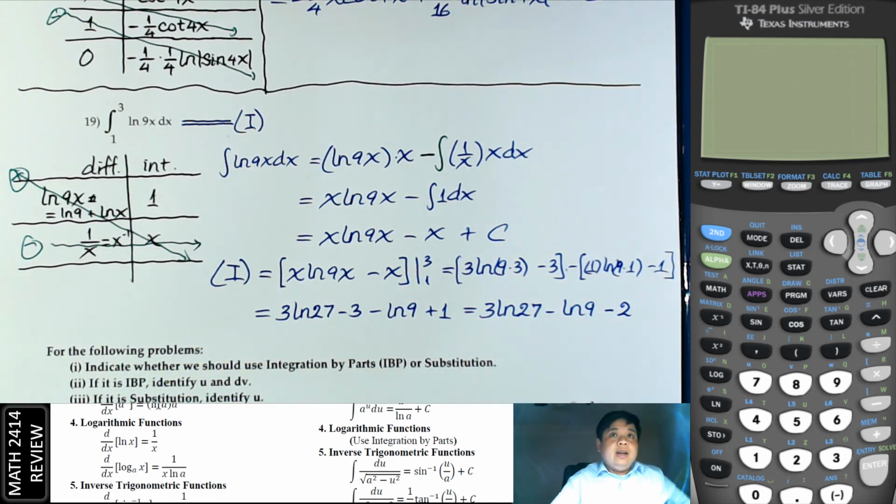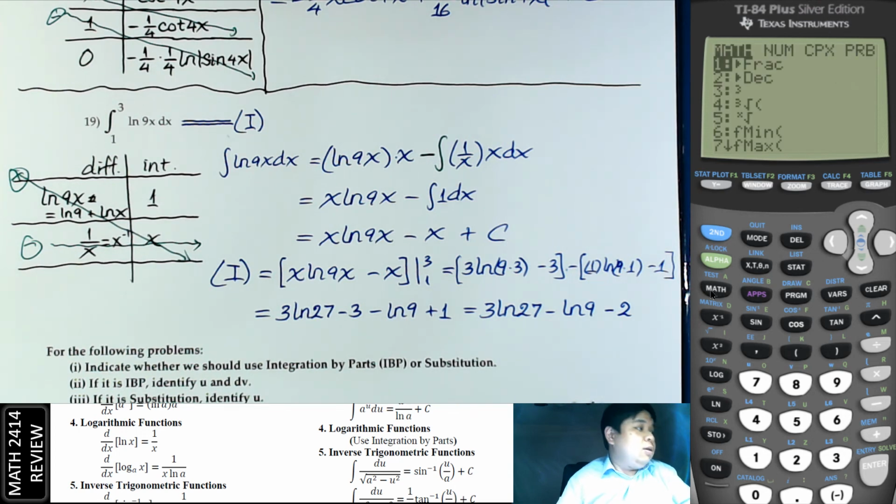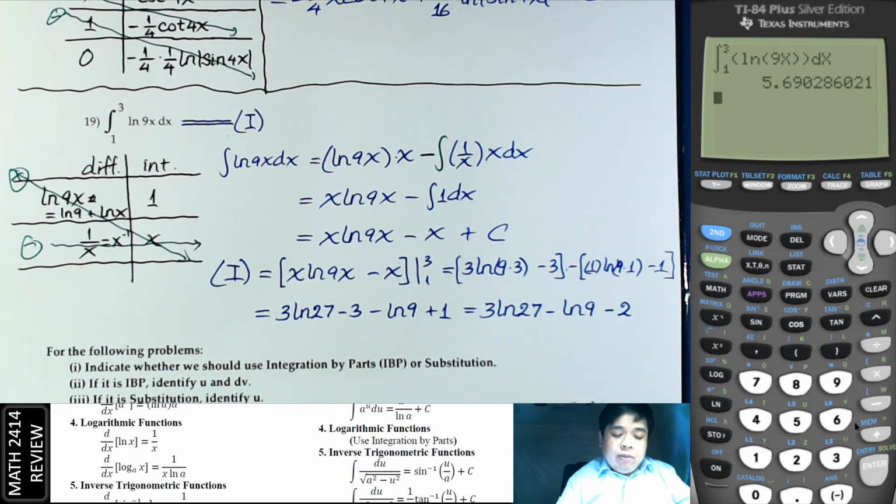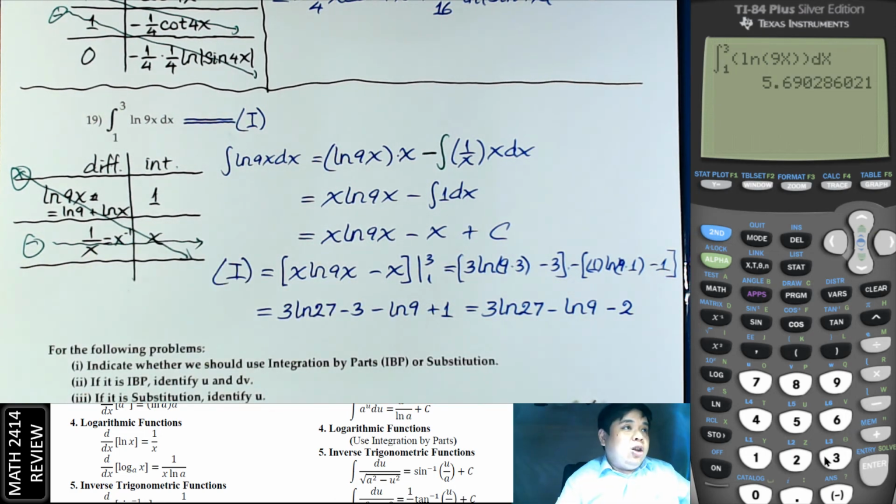Right. Let's see if we can check our answer. From 1 to 3, ln of 9x. And we have that. Now, how about this? 3 ln of 27 minus ln of 9 minus 2. Right, so we're good.